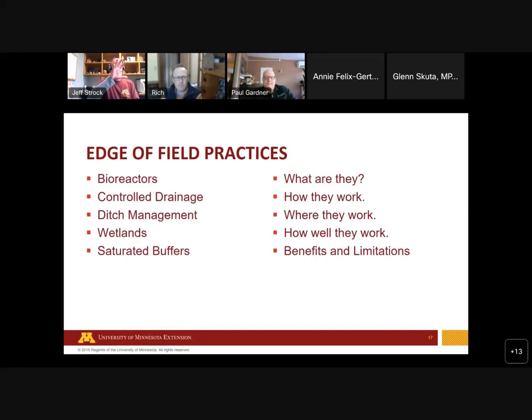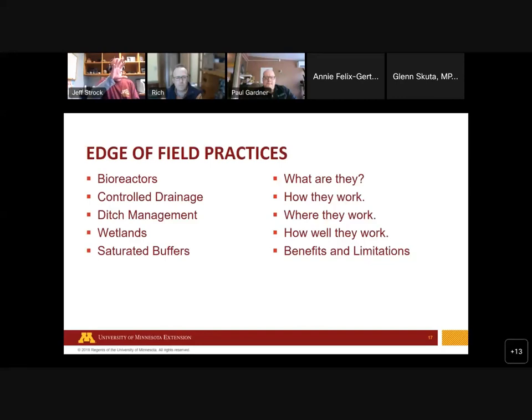And as I go through my slides, I'm going to try to address these 5 issues on the right. So what are they? I want to tell you how they work, where they work, how well they work, and then we'll talk a little bit about benefits and limitations. So we'll talk about bioreactors first.